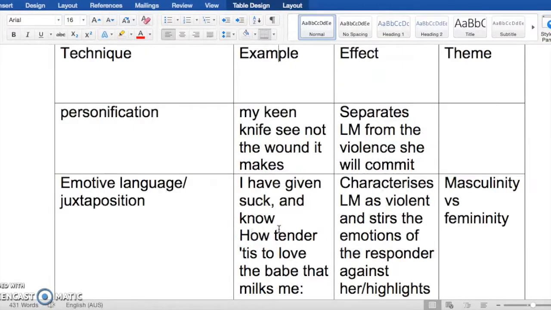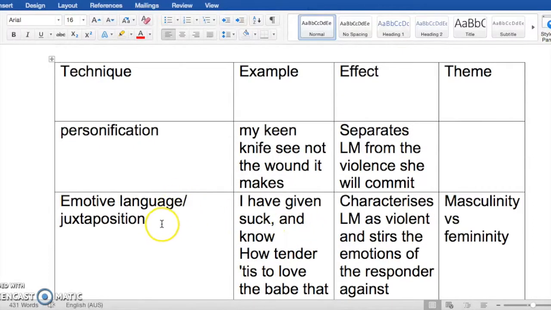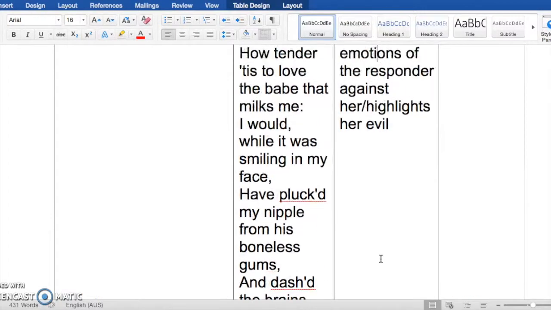So again, if we're looking at emotive language and juxtaposition, what's the effect of that? Don't ever do this. Lots of students do this. When it comes to effect, they'll just say, here Lady Macbeth talks about how she has given breastfeeding to a child, and so on. You don't want this. You want to talk about what is the effect of juxtaposition, what is the effect of emotive language. And the effect is to characterize Lady Macbeth as violent, and the effect is to stir the emotions of the responder against Lady Macbeth, and it highlights her evil.